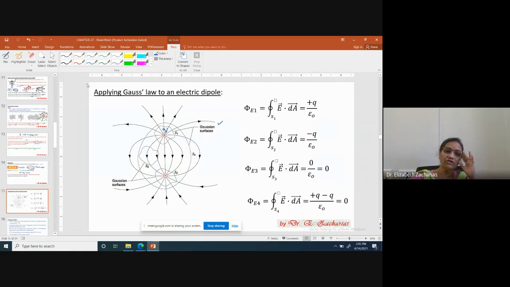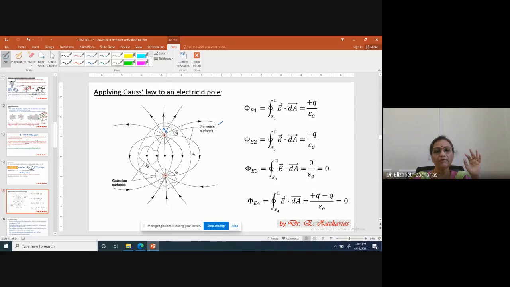Okay, so now for surface 1, can you tell me what will be the flux? What is the net charge enclosed? Q plus Q, therefore, plus Q by epsilon naught. And if I write the equation, it will be, for the closed surface S1, integral E dot dA. Now, similarly, for the second surface, what will be the flux? Flux will be minus Q by epsilon naught because the charge I have is minus Q.